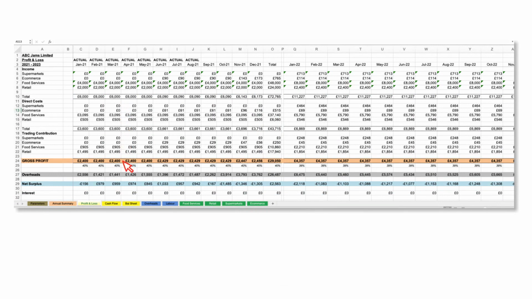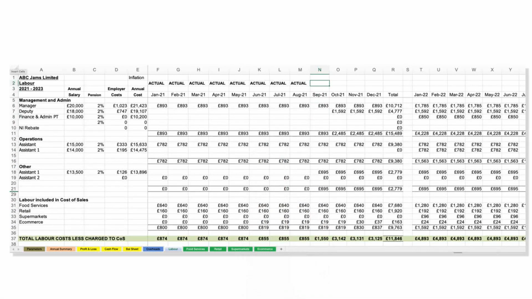We need to look at our overheads, including labour costs. So if we look at the labour tab, we can see our staff, which to start with is just a manager and 1 assistant. You can see there are plans to take on more staff as and when trade picks up. You may remember when we looked at the income streams, there were labour costs in the cost of sales. We need to deduct these from these labour costs so that we don't double count.